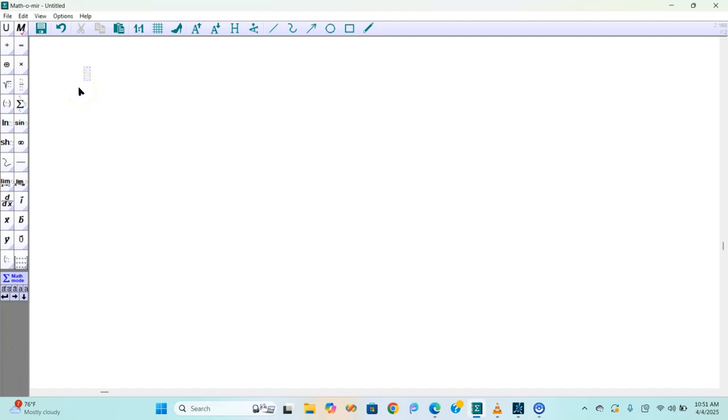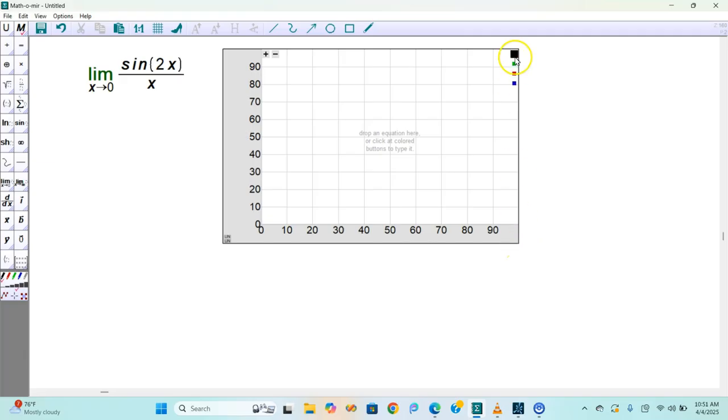Okay, welcome guys. Let's take a look at a graphical result here. So imagine we have the limit as x goes to 0 of sine of 2x divided by x. As the title states, we're going to explore this graphically, so it's for a visual thinker. If you graph this function at first, let's take a look. You're going to have sine of 2x over x.